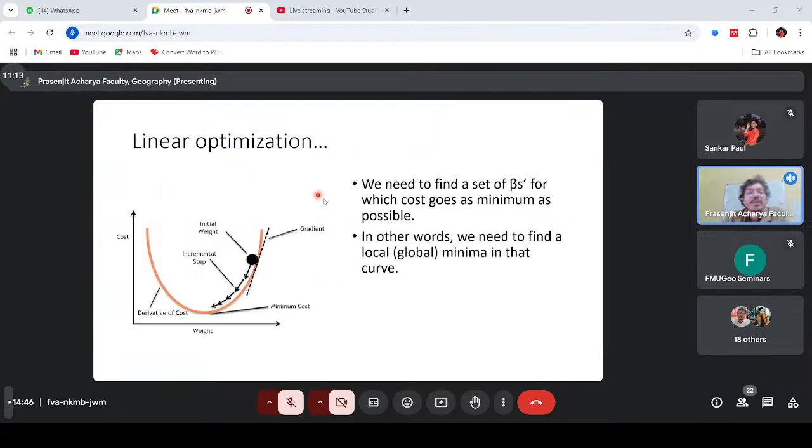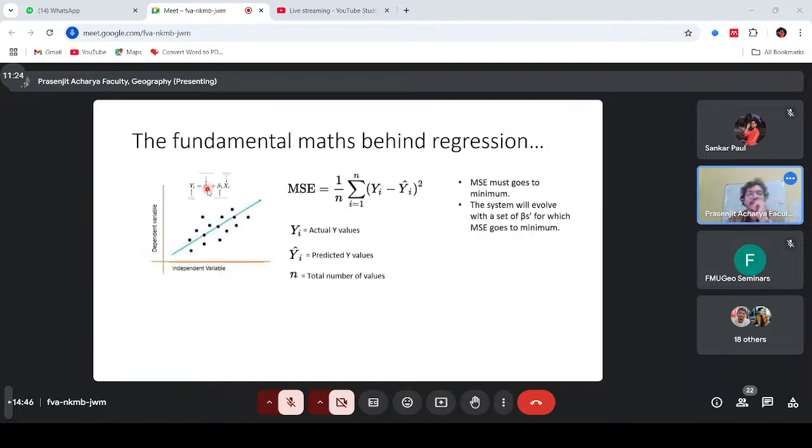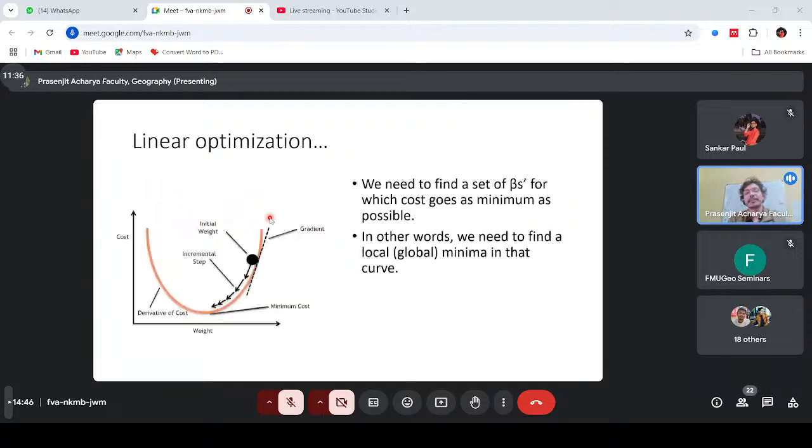And that goes to a classical idea which is called a linear optimization problem. Consider these coefficients beta 0 and beta 1 as the weight parameters, or the parameters of the regression function. It's a two-parameter function, beta 0 and beta 1. And we want to find at what beta 0 and what beta 1 the error, which is written on the y-axis and called the cost, goes to a minimum.